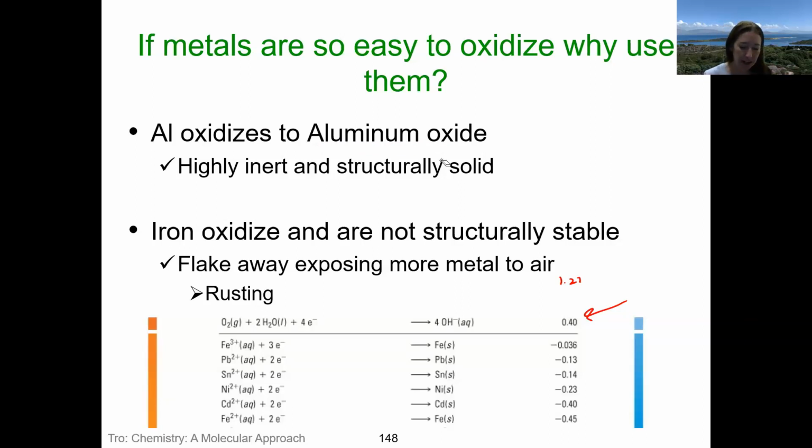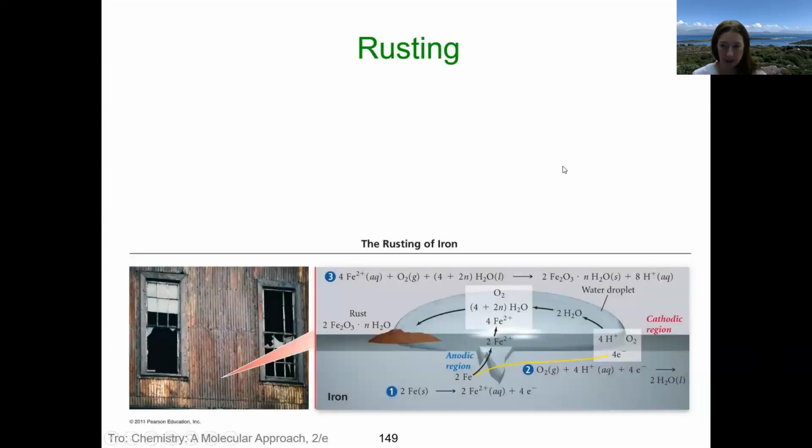Now iron is different. When iron oxidizes, it becomes structurally unstable, and we've all seen what happens when iron oxidizes. That's rust. It flakes away and flakes away until there's no more oxygen. So some metals just oxidize in a way that makes them stronger, some weaker. If you look at the Statue of Liberty, that's an example of stronger. And I don't know if we'll have time to talk about that today, but maybe. Okay, so what happens in rusting?